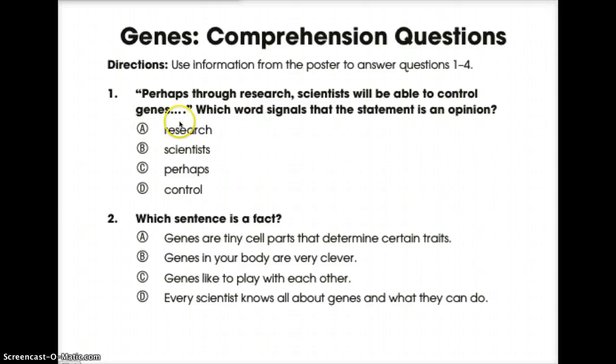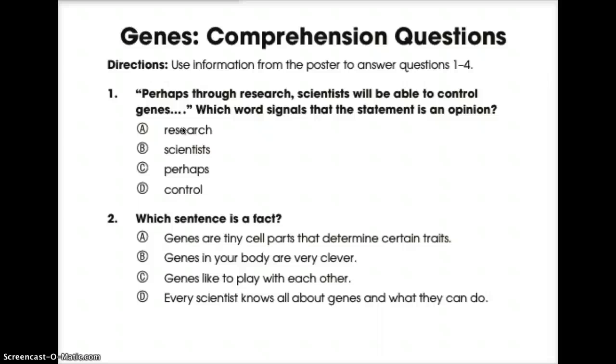All right. When we think about it, research is not telling us anything. It's a noun. It's something that you can do. We can't prove that. In terms of perhaps, it's the only one that's kind of wishy washy. Well, it could be this, it could be that. We don't know. Whereas we can research, and there are scientists, and they can control things. But it's the perhaps that makes it, well, maybe this could happen, or maybe it can't. And that's what makes it an opinion.